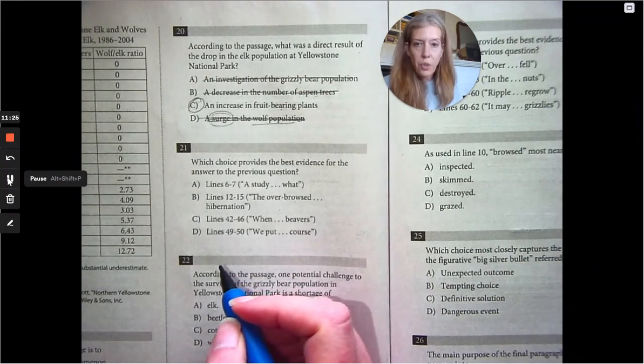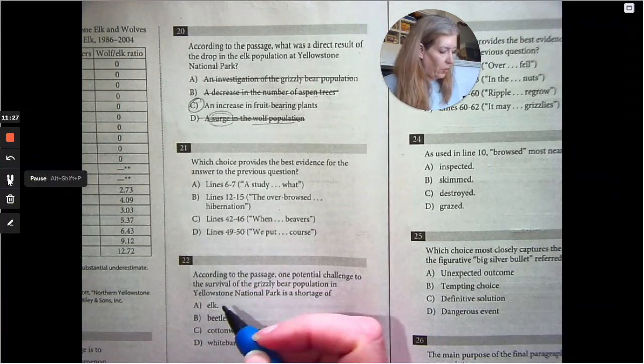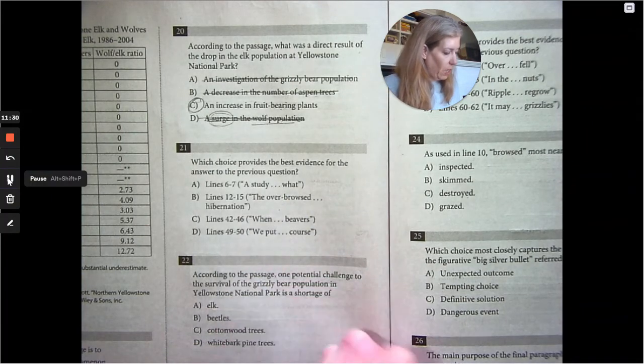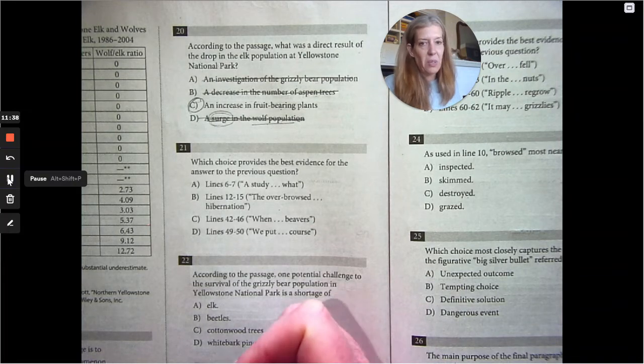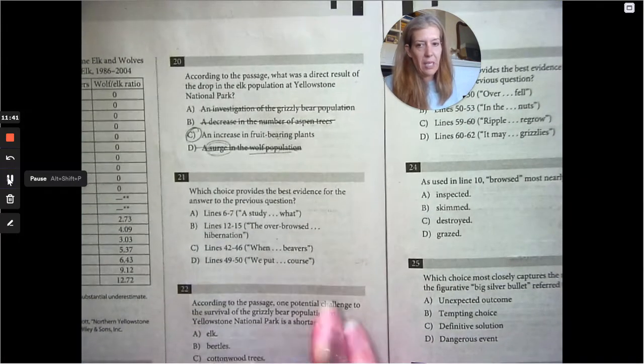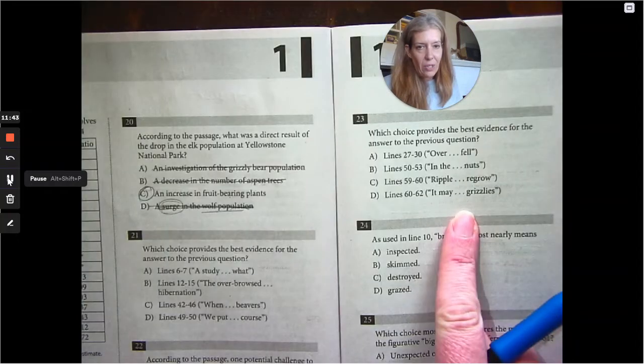Sorry. Which choice provides the best evidence to the following question? Okay, evidence question, we can narrow it down. Can we narrow it down? Ooh. No. Okay, so here's the reason. This is what I'm thinking. No, this is why. There's another evidence question after.